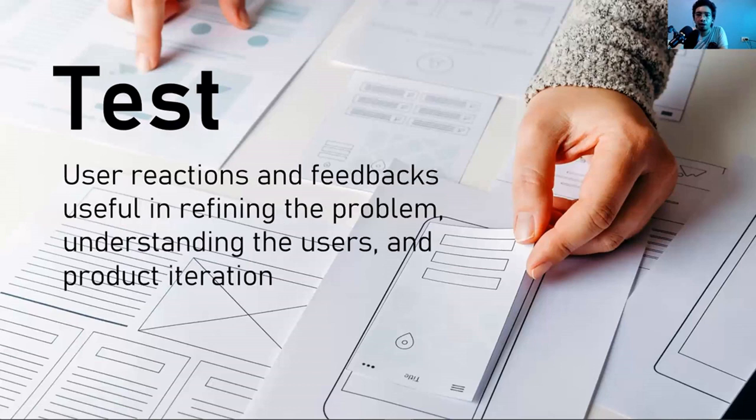So again, user reactions and feedback are useful in refining the problem, understanding the users, and product iteration. You do early prototype testing to quickly correct course if hypotheses are incorrect, and testing assumptions early will help build better products faster.